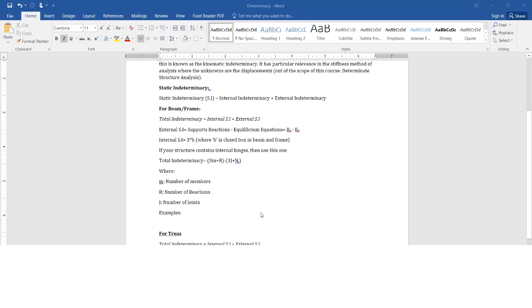So we will stick to the structure indeterminacy only for beams, frames, and truss elements. So for beam elements, the total indeterminacy would be equal to internal static indeterminacy plus external static indeterminacy. Internal static indeterminacy is relevant to the number of elements. If you have a beam or frame with more elements, you have internal indeterminacy added to the structure.